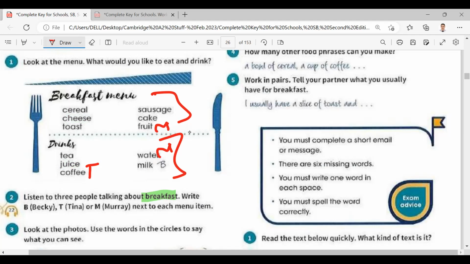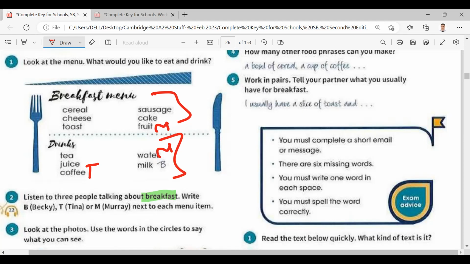Unit 3. Vocabulary. Exercise 2. Becky, what do you usually have for breakfast? I have a glass of milk and some eggs. How many eggs do you have? 2 usually, and sometimes a piece of cheese.